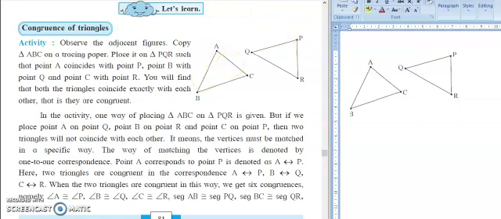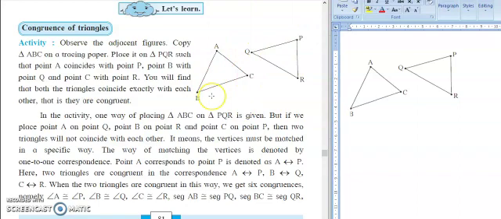In the activity, one way of placing triangle ABC and triangle PQR is given. We have placed this point on this point, then this point comes on this point, and this third point comes on this point. But if we place point A on point Q, this is point A. If we turn the tracing paper and we place this point A on this point Q, then what will happen? It will not coincide with each other because point A will be on point Q and point B on point R. This point B will be on point R and point C will be on point P.